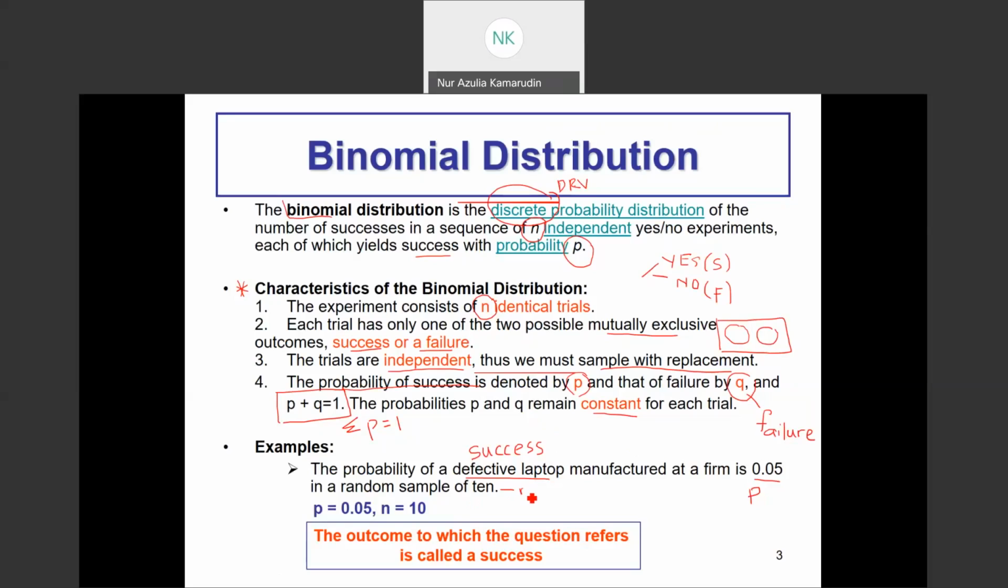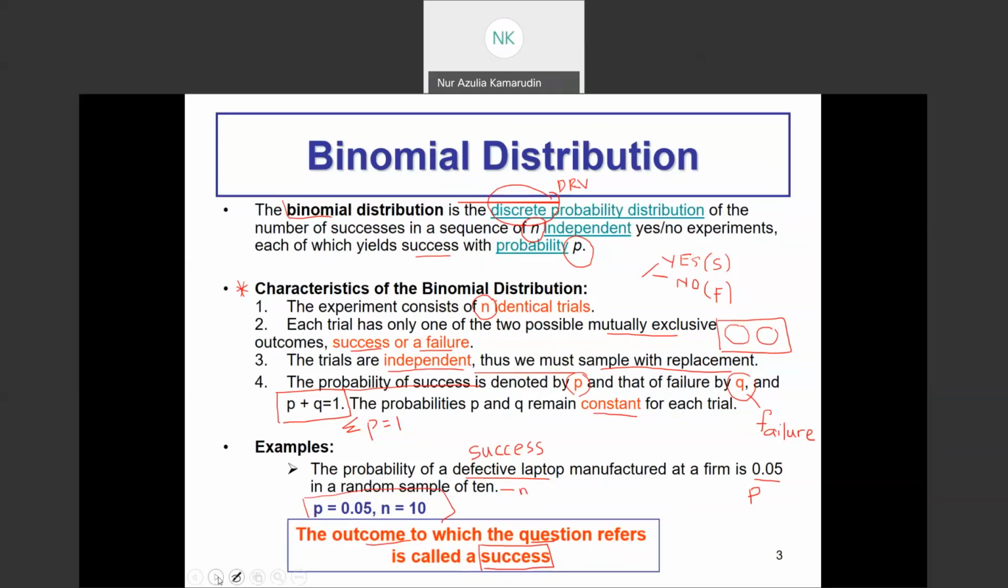This is your N. Of course, you need to write down in the proper way here, meaning that you extract the information from the question. So please take note, yeah, the outcome that you have in the question is what you assume as success, right? So it doesn't matter whatever situation that you have, what you actually get in the question, that will be your success. So next.